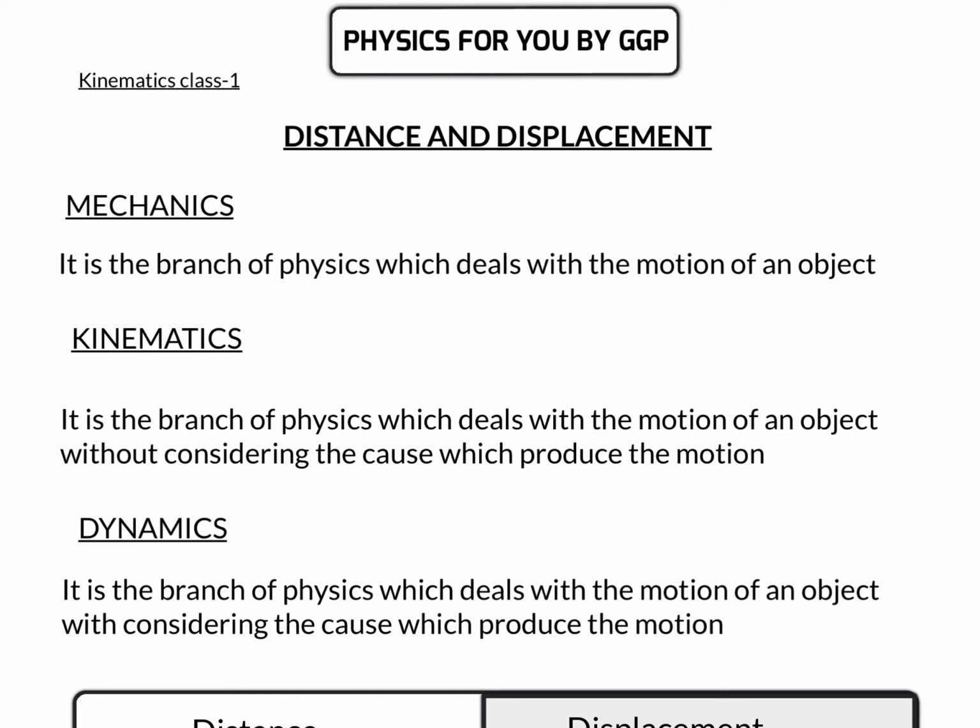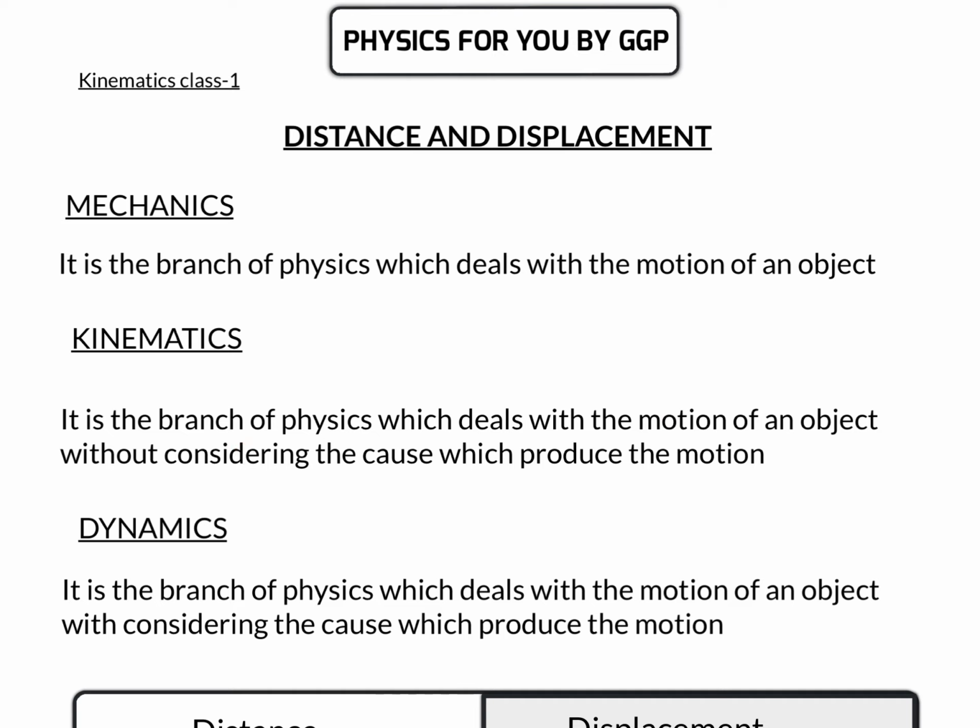So kinematics is the branch of physics which deals with the motion of an object, same as mechanics, but without considering the cause which produces the motion. That means the particle is moving, the particle is accelerating, or a particle may move with a constant velocity. So we'll observe displacement, velocity, acceleration, etc. But we will not find out why the particle is accelerating or why the particle is moving with a constant velocity. So we are not considering the reason for it. So that is known as kinematics.